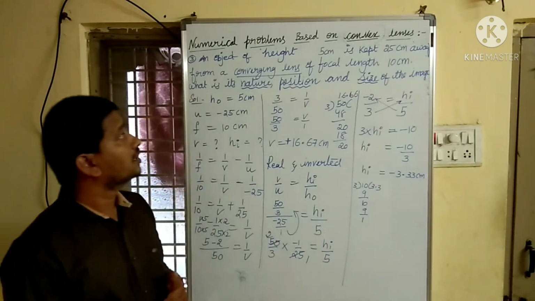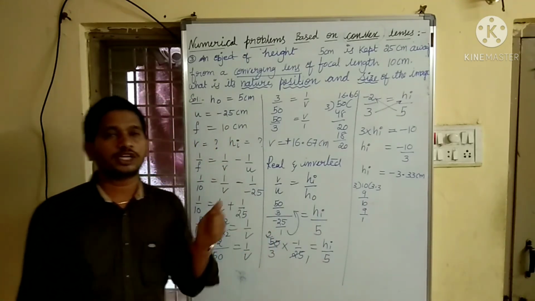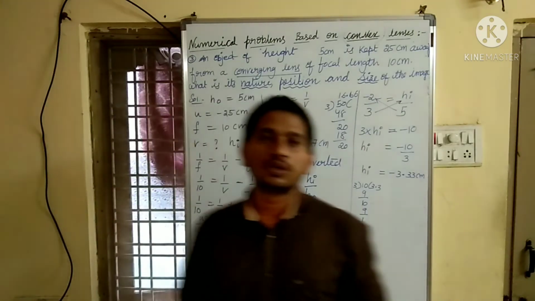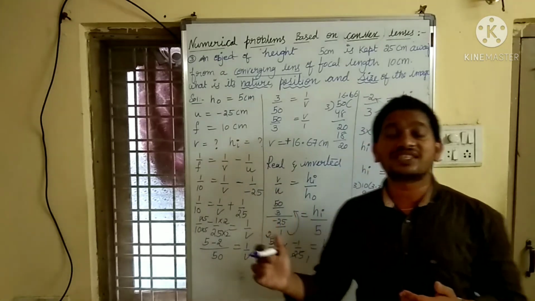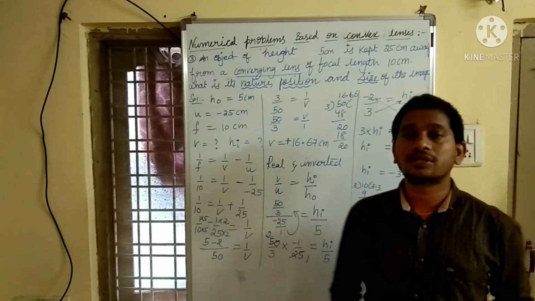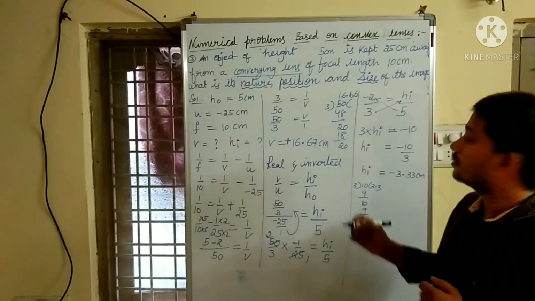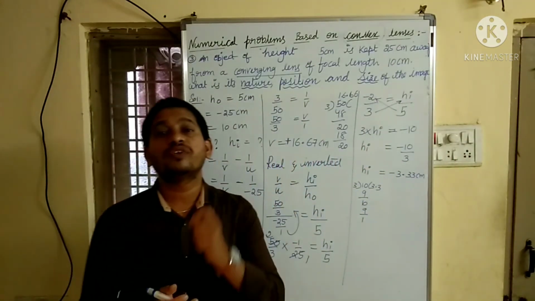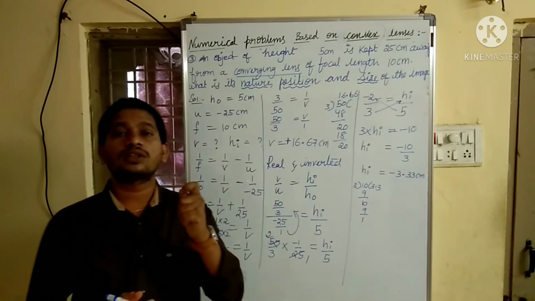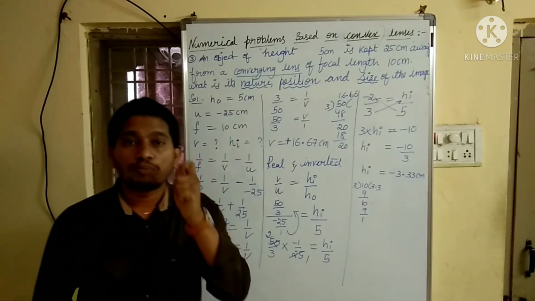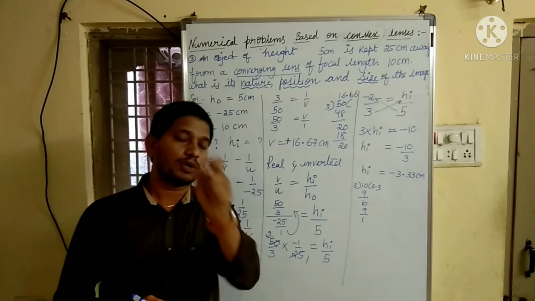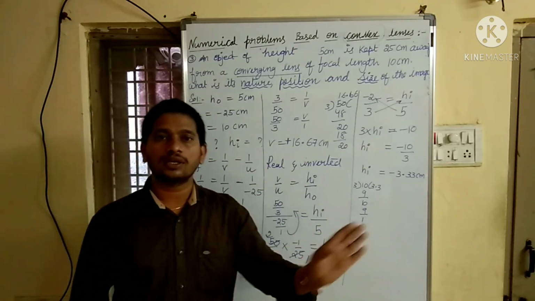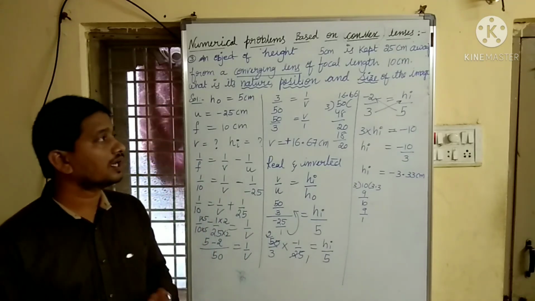Got it? So these are the problems related to convex lenses. Once you understand the concept, sign conventions are important. When you are taking signs, you have to be careful. Object distance is always negative, the u value is negative, focal length will be positive, and image distance will be positive. That you have to remember. That's all. Once you understand that, everything is possible. Okay? Thank you.